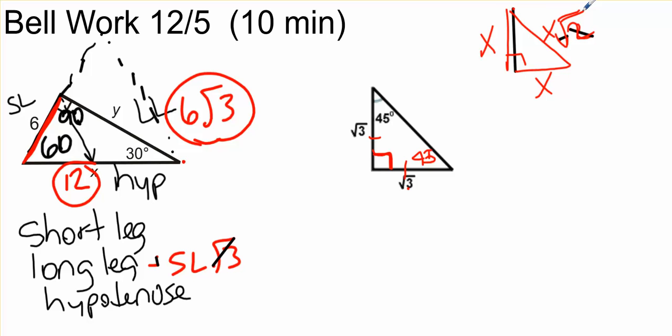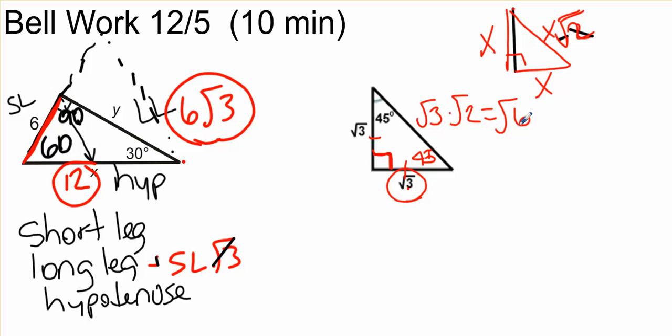So if this is our x, then it's just the square root of 3 times the square root of 2. And remember, when you're multiplying radicals, as long as they both have a radical, you can just multiply the numbers together and put the product under a radical. So that would equal the square root of 6.